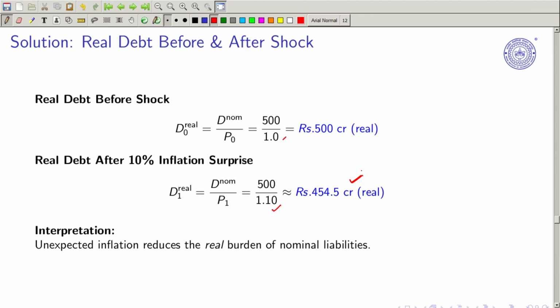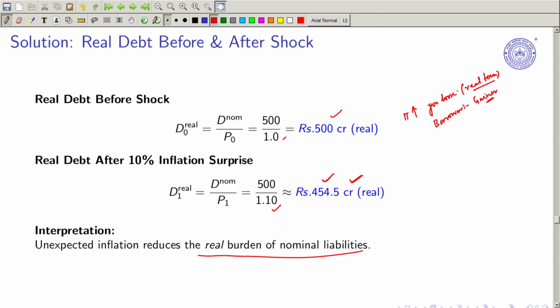So what is the meaning? Unexpected inflation reduces the real burden of nominal liability. Earlier you had 500 crore, but because of the price increase now you have a liability of only 454 crore. So that's why it is normally said that when you have higher inflation and you are a lender, you lose money in real terms, right. And if you are a borrower in a high inflation environment, then you are a gainer because your nominal liability is going to come down as the price increases, right. So this is what we have here.